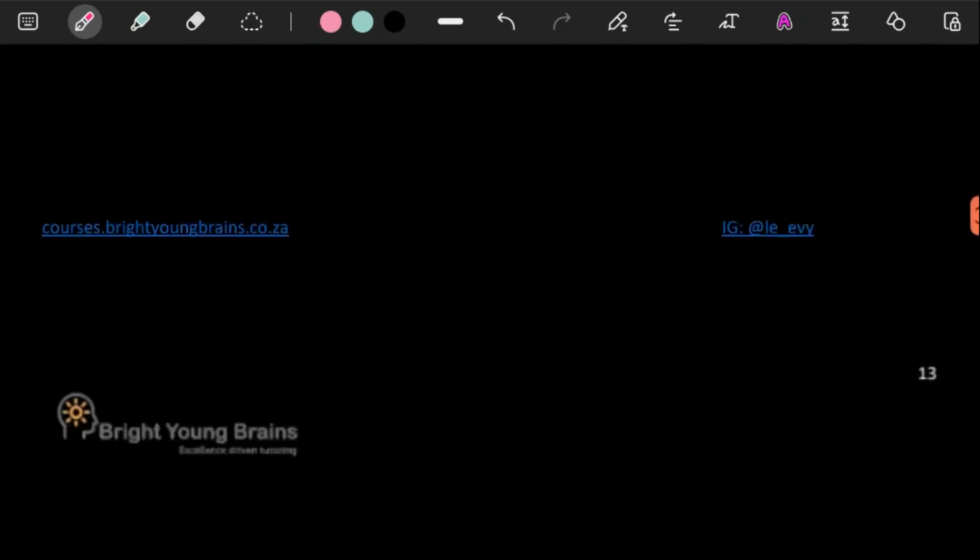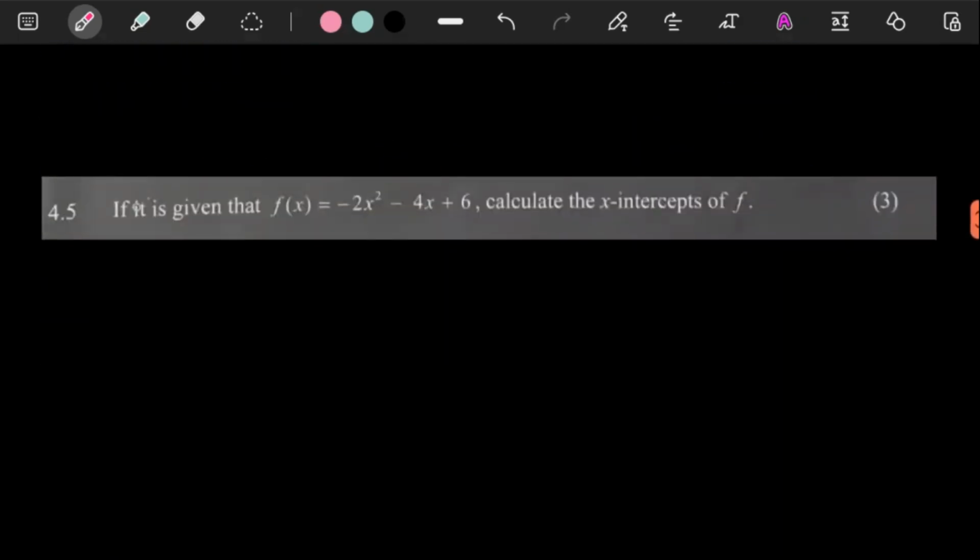The next question is out of 3. It says, if it is given that f of x is equal to this equation, calculate the x-intercept of f. Okay, that's a bit weird, but it doesn't matter because we can always just use the quadratic formula. We can either use the quadratic formula, or we can take out 2 as a common factor, or we can actually take out -2 as a common factor. Whichever way you want, it's going to work out.